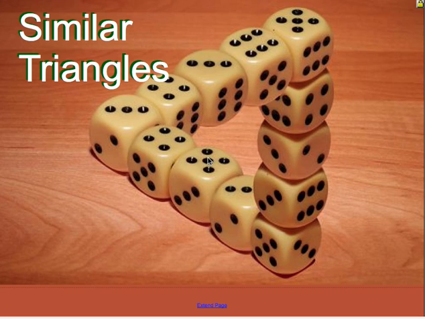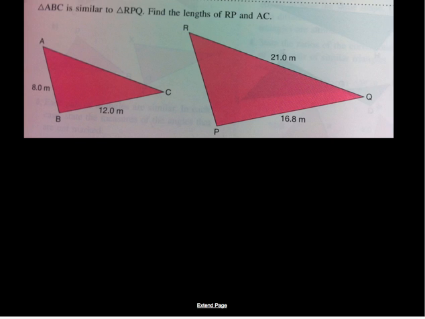So if you take a look here, we've got similar triangles, and I bet you 20 bucks you can't make this happen with, how many dice is that? 2, 4, 6, 8, 10, 12, 14. Find 14 dice and see if you can build that. I know you can't.